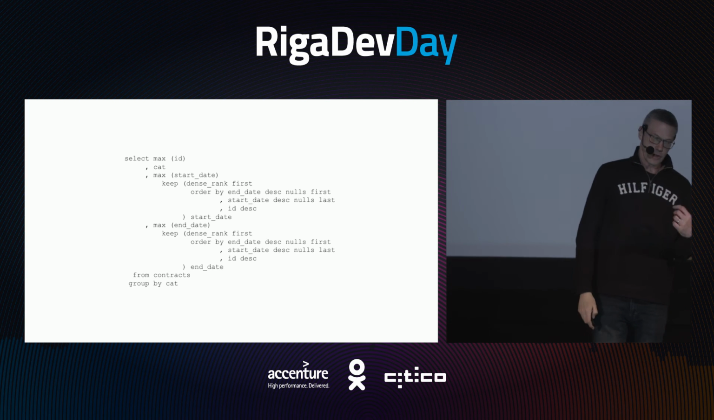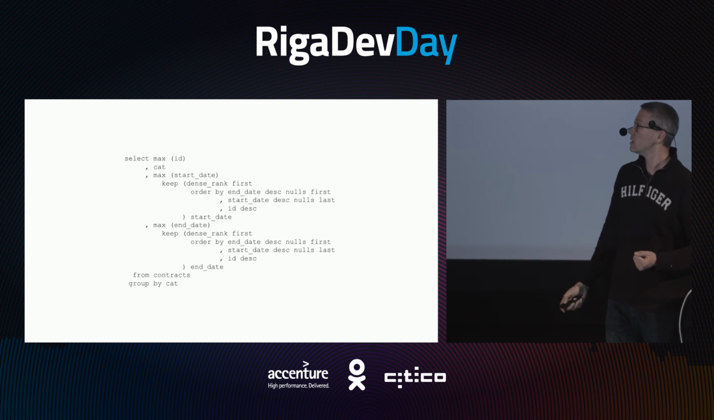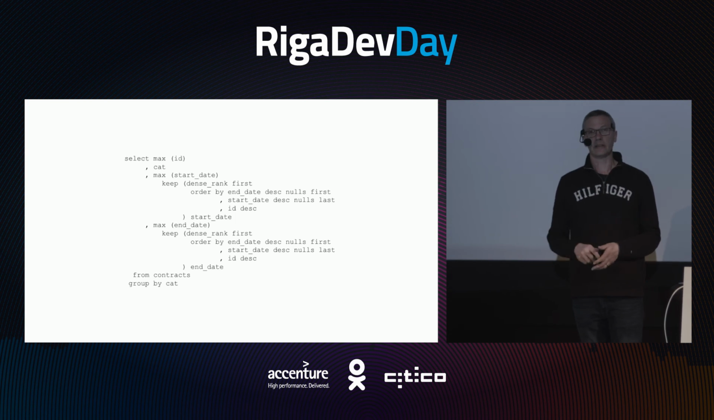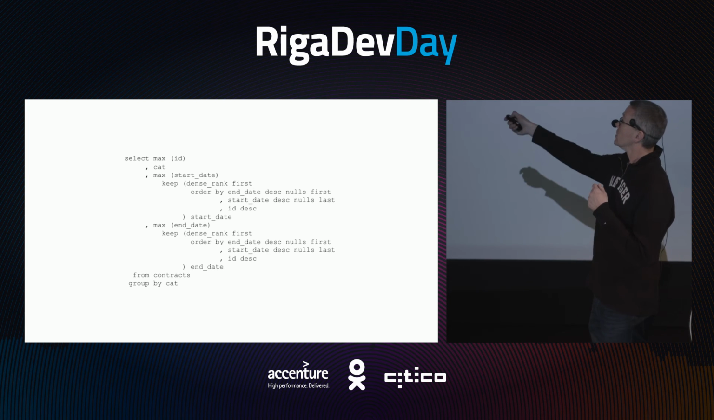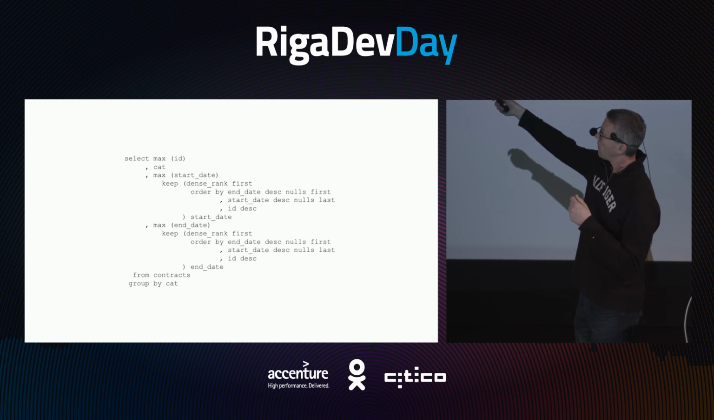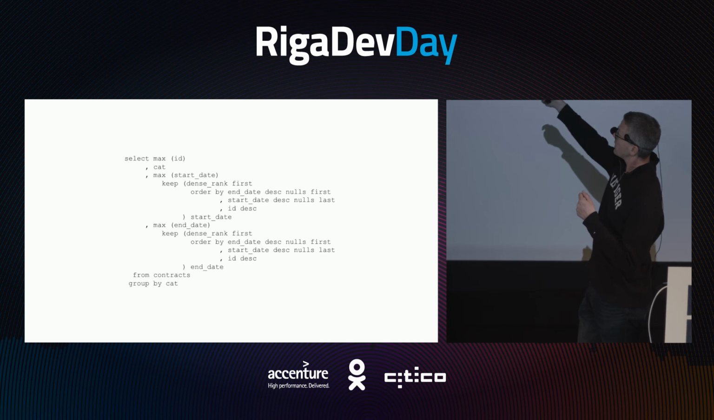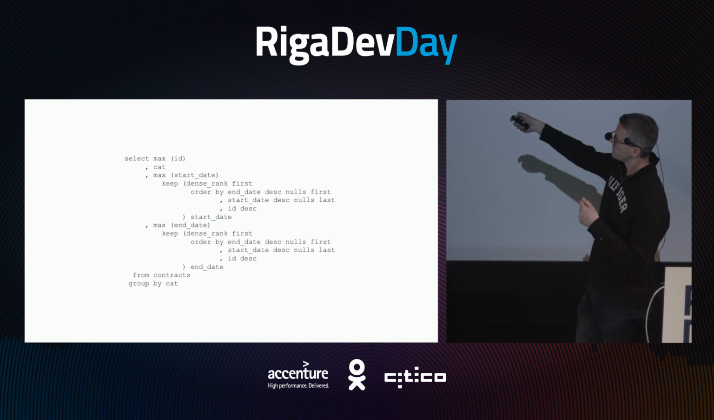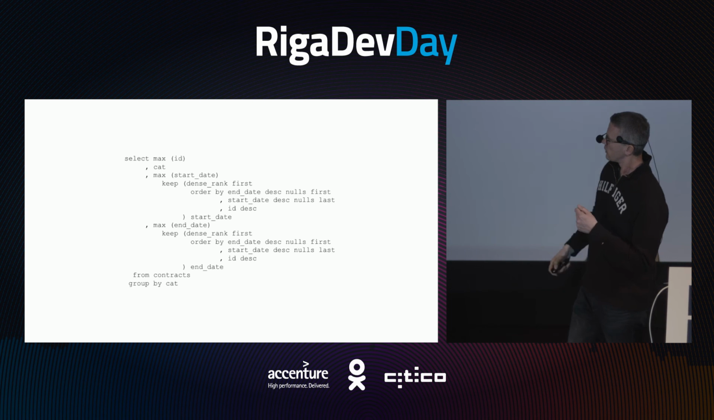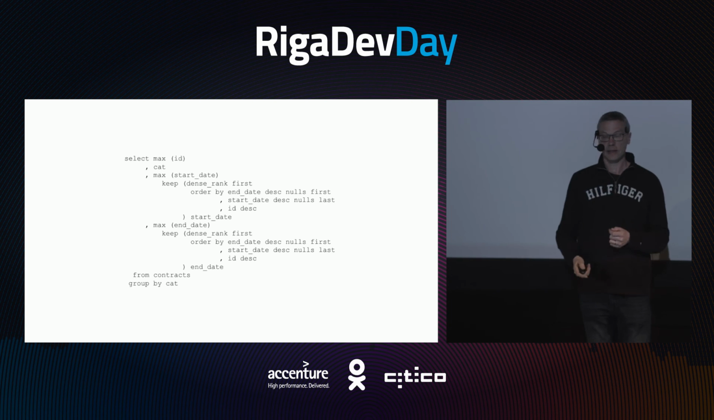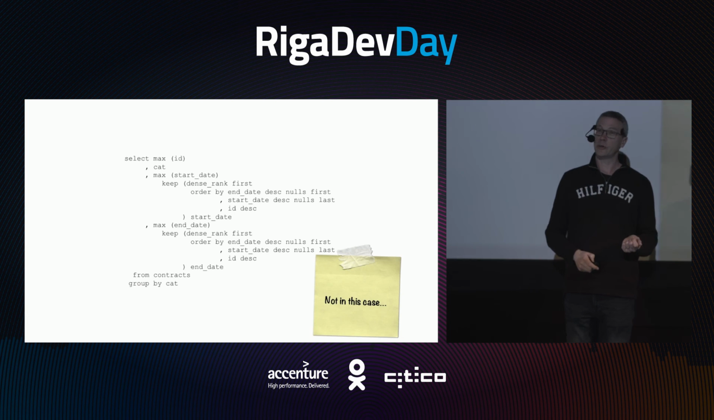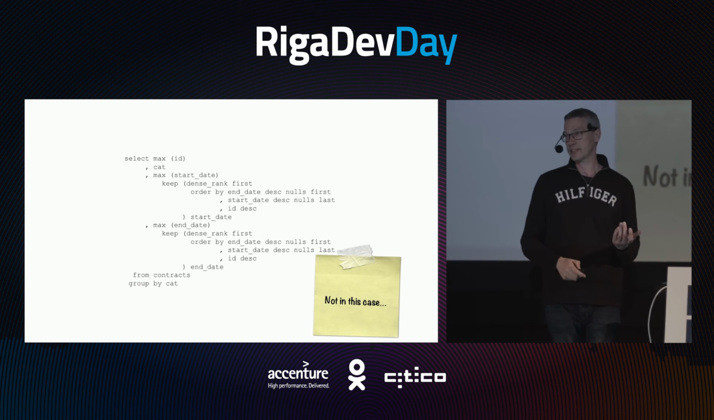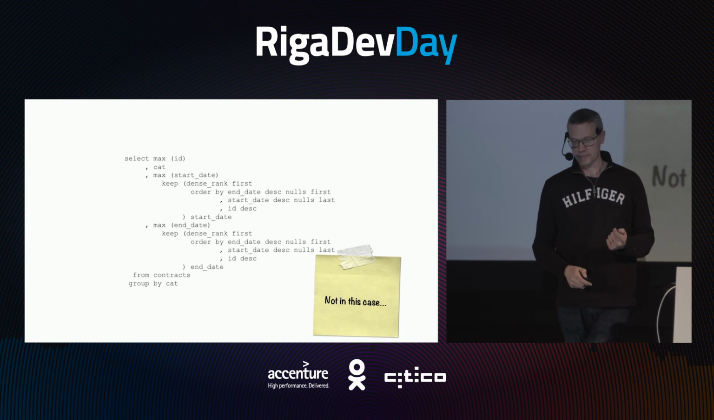So you can rewrite it and get the same results by using regular aggregates. The max ID, the max start date, KEEP (DENSE_RANK FIRST) with the same sort, and the same for the end date as well. Group them by the category. So no, you don't need analytic functions in this case. Okay.